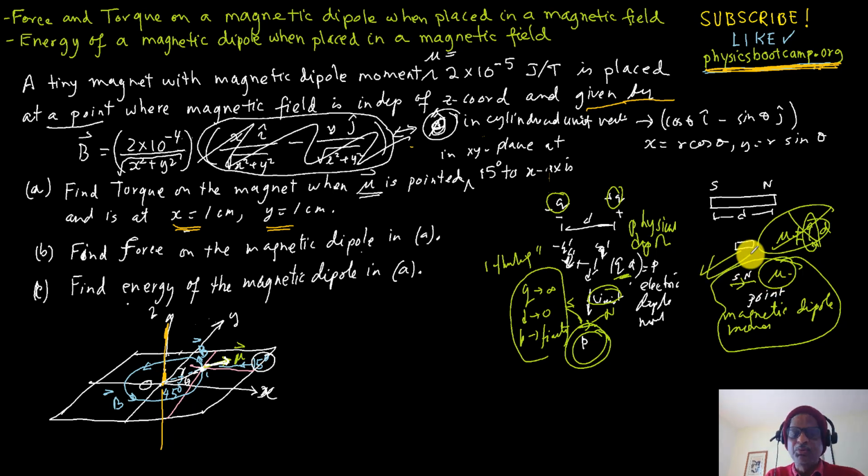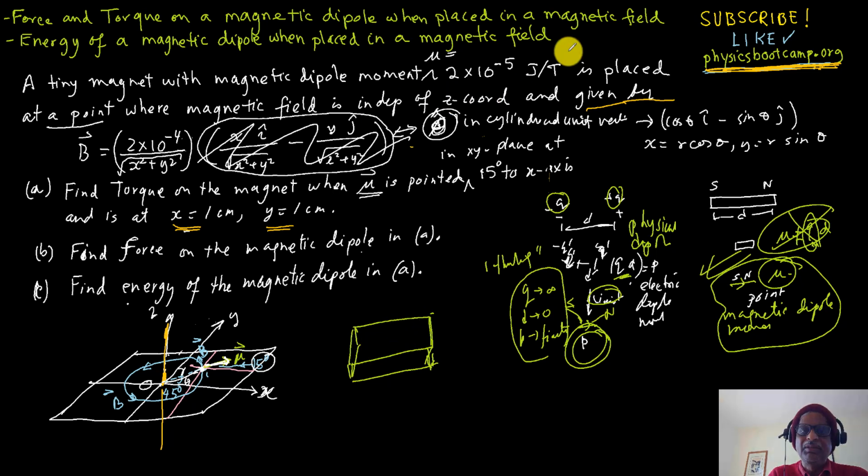So suppose you do this problem, but how can you use it to study real magnets? Suppose I have a real magnet, a physical magnet.